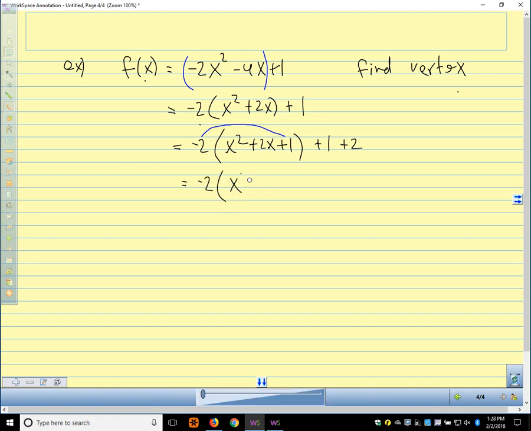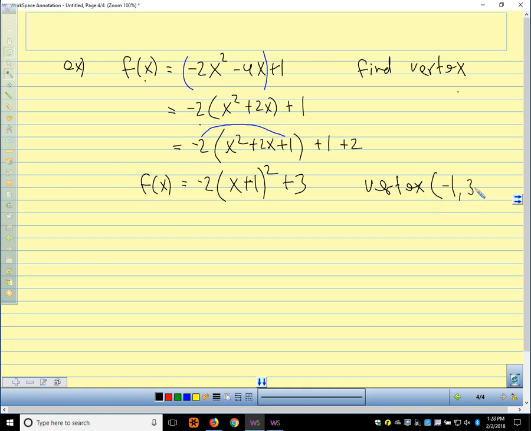And I'm going to write this as a perfect square: negative 2 times x plus 1 squared plus 3. And now we have our quadratic function in vertex form. The vertex is at negative 1, 3. This is x minus negative 1.